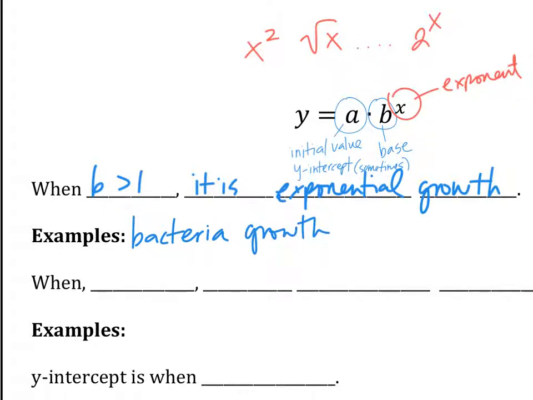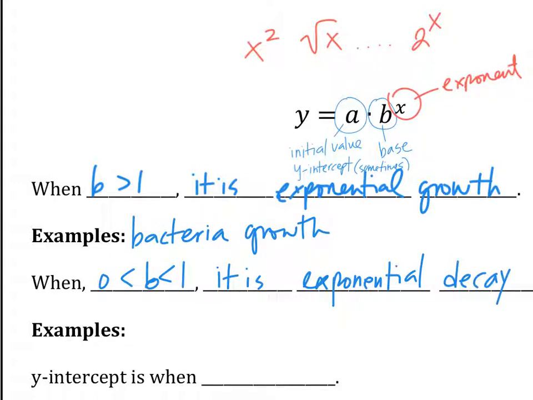All right, when b is between 0 and 1, it is exponential decay. Do you guys know what decay means? What does it mean? Like, whittle away. Whittle away. So basically, it just gets less and less. So exponential decay means that something is going to drop down really, really fast until it's almost like nothing.